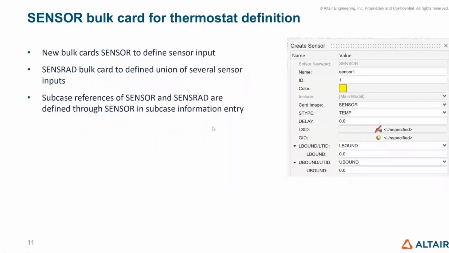Sensor update. So user can define sensor-based input in OptiStruct. So right now we have the SENSOR bulk card, which is added as part of the sensor entity. And we also have the SENSORADD to define the union of several sensor inputs. And these sensor inputs can be defined in different contexts. What I show here in the image is with regard to the temperature context, which can be used to define the thermostat input.